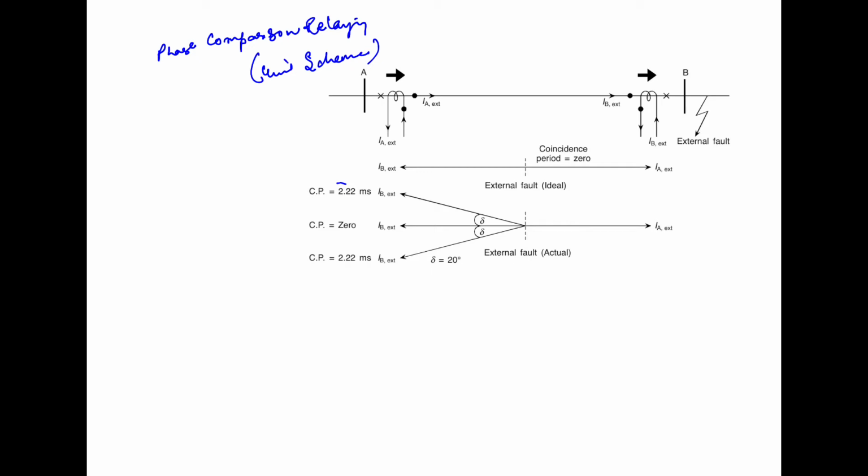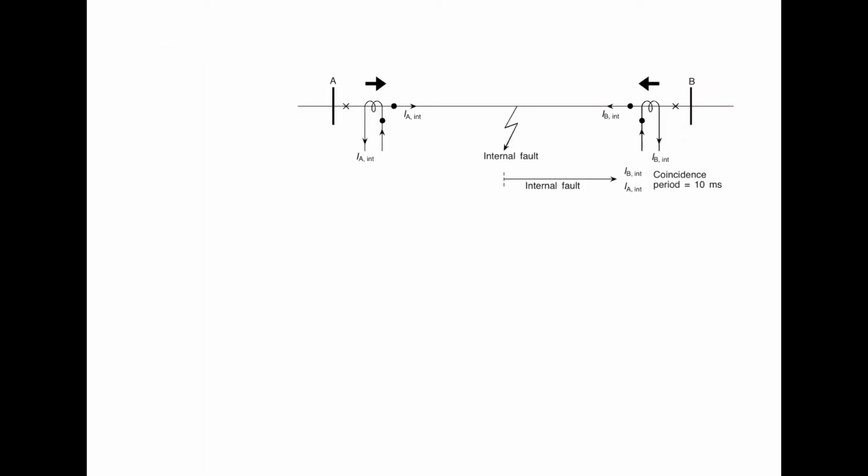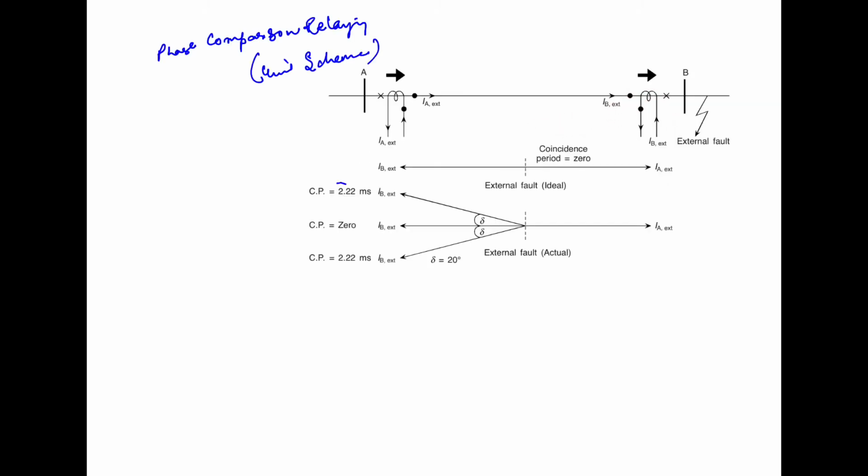As is clear from this, let us suppose that we have an external fault, and the current is moving in this particular direction, feeding that external fault. Now let us suppose that an internal fault is there, so at this remote end the direction of the current is changed. So we do the comparison of these two currents in that case.